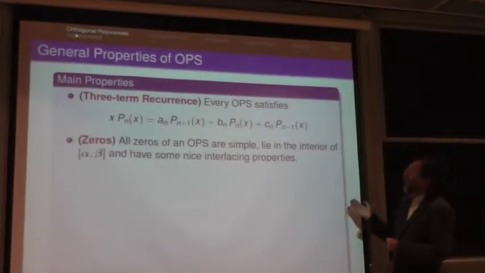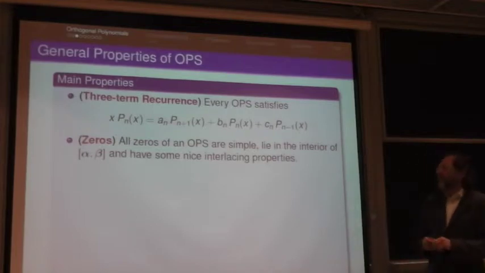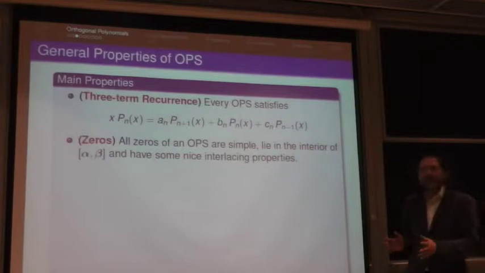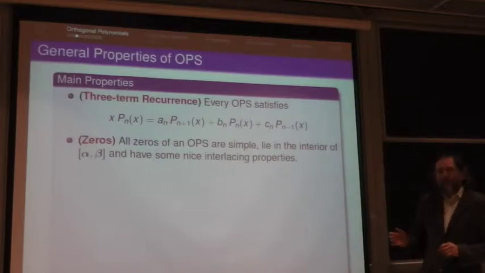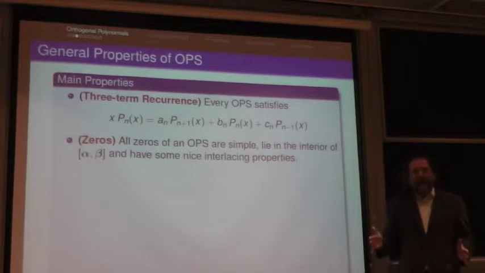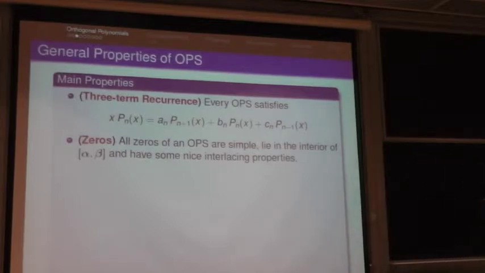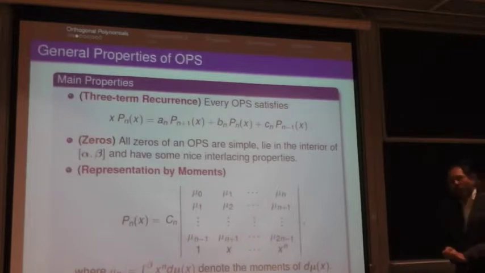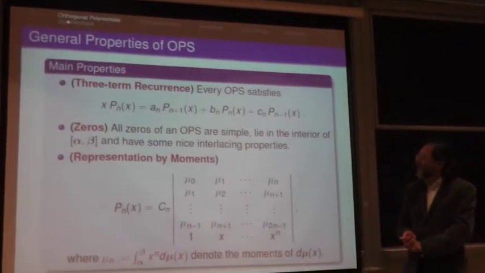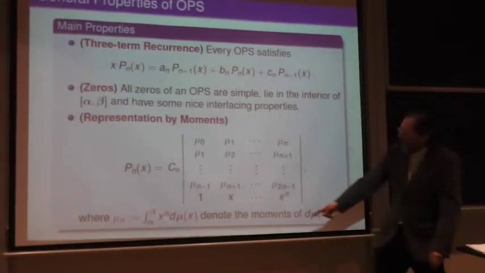They lie in the interior of this interval that we have considered, alpha beta, where the support is given, and have some nice interlacing properties. I cannot go into the detail because of time restrictions, but that means, for example, Pn and Pn plus 1, Pn has n zeros, Pn plus 1 has n plus 1 zeros, and they interlace with each other.